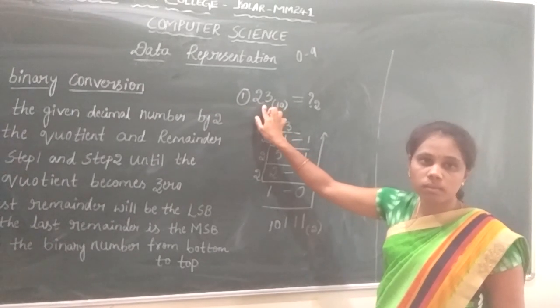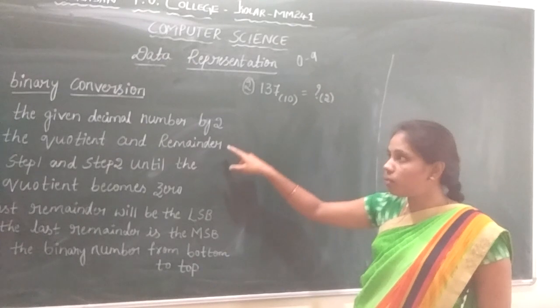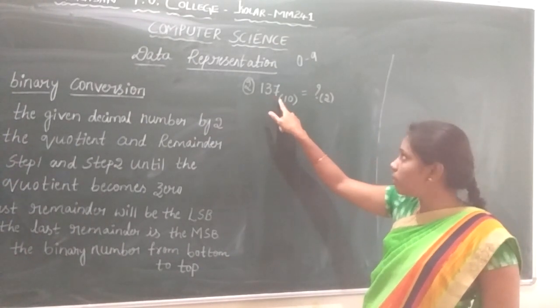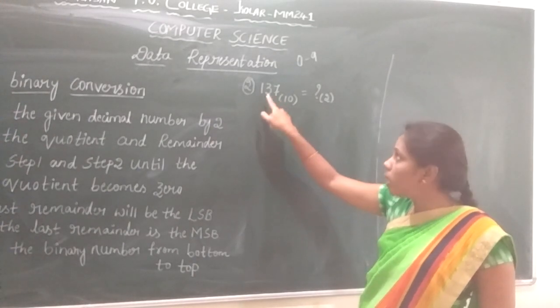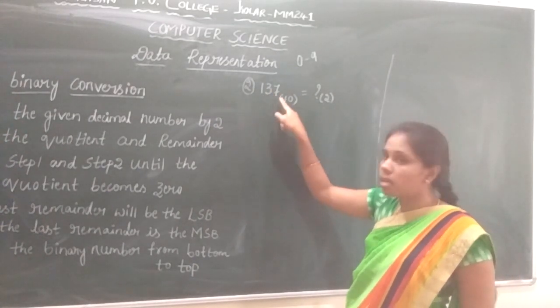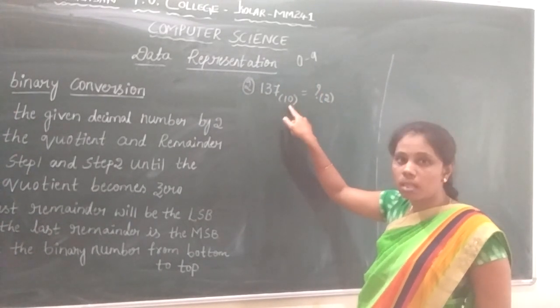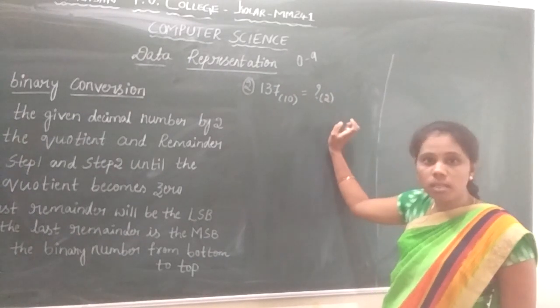Now we will see one more example for decimal to binary conversion. This is an example, 137. 137 is in the decimal number system, because its digits are in the range 0 to 9. I have mentioned the base as 10. This is a decimal number system. So we need to convert this to the binary system.